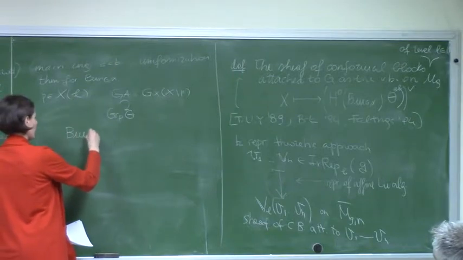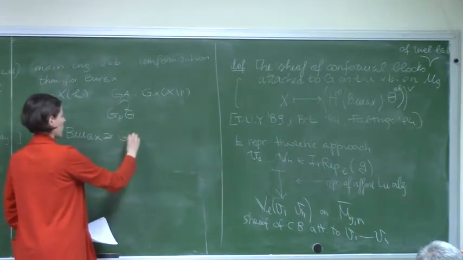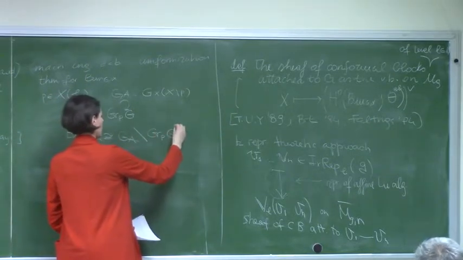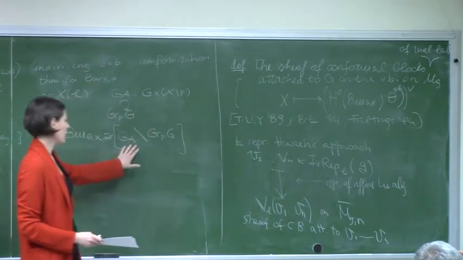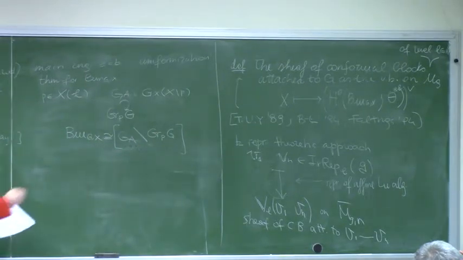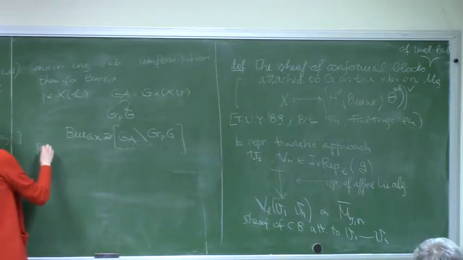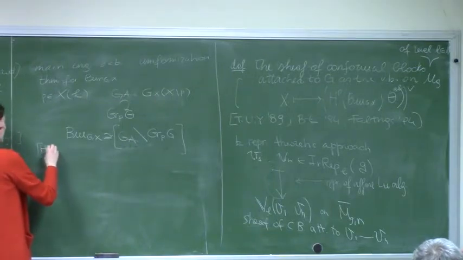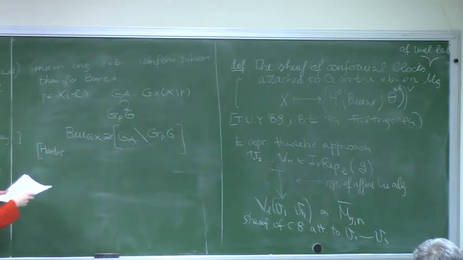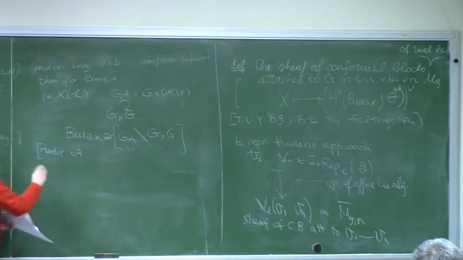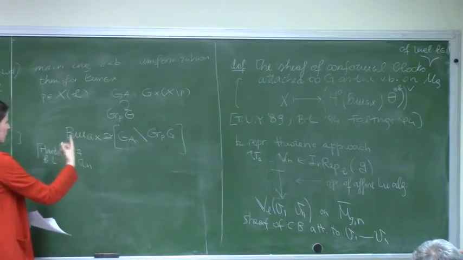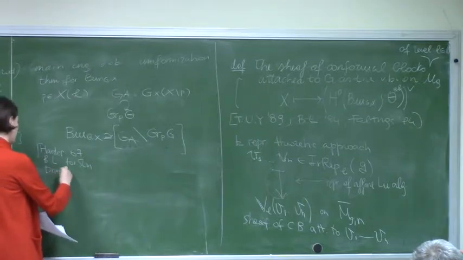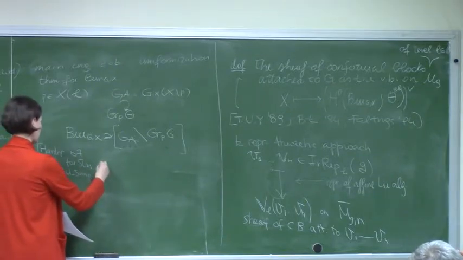And the uniformization theorem says that Bun_G will be isomorphic to the quotient stack of the affine Grassmannian by this group G_A, the group of functions. This is proven originally by Harder in '77 pointwise, and then Beauville and Laszlo proved it for SL_N, and finally in general setting by Drinfeld and Simpson. So these are the '90s.